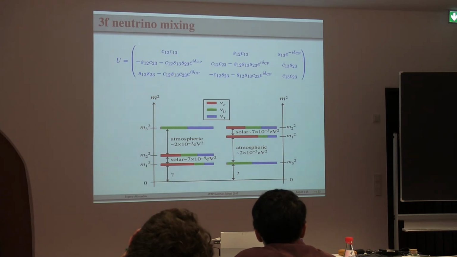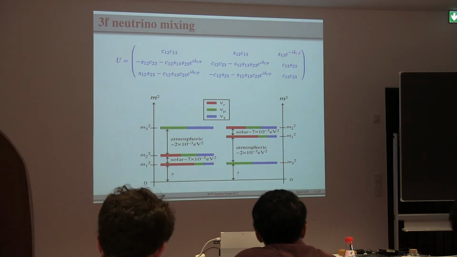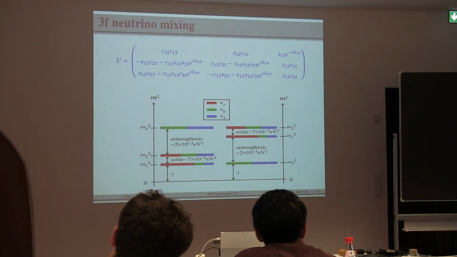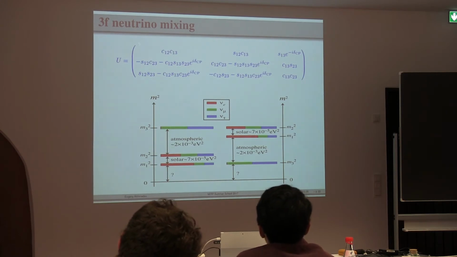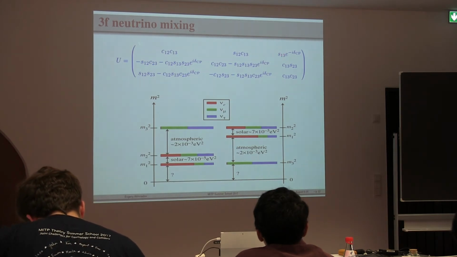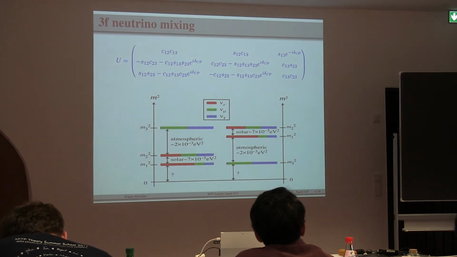And since theta 2-3 is relatively close to 45 degrees, these two numbers are very close to each other, which means that the third neutrino mass eigenstate has nearly the same composition in terms of muon and tau neutrinos. The weight of muon and tau neutrinos in the third mass eigenstate is nearly the same. And the weight of electron neutrino is small because sine of theta 1-3 squared is only about 2%.